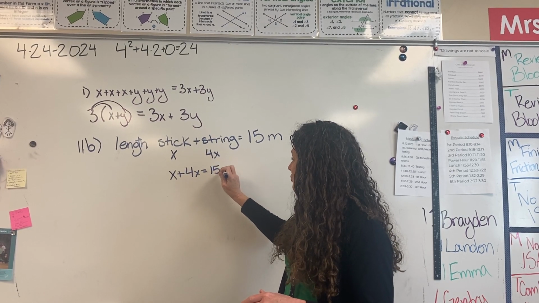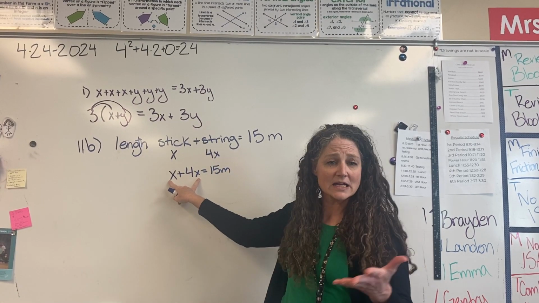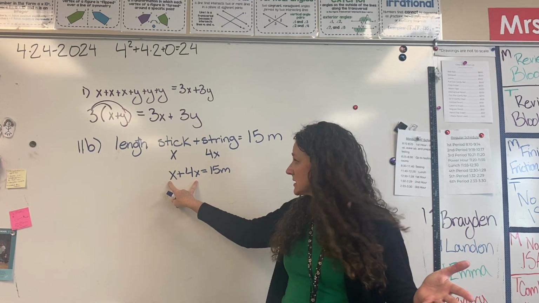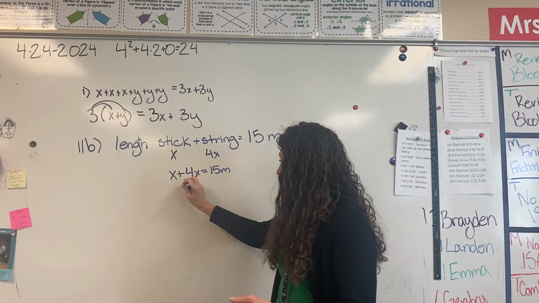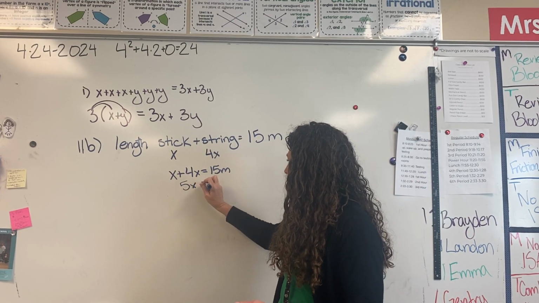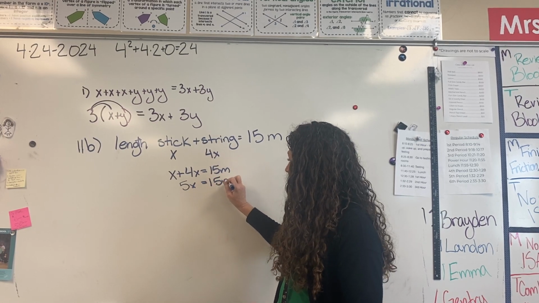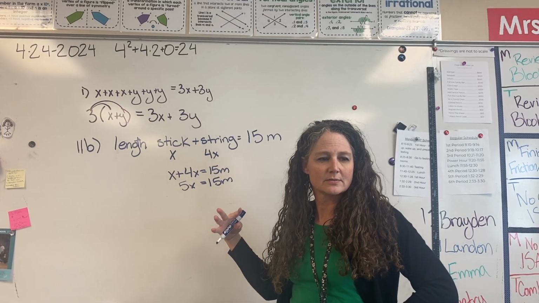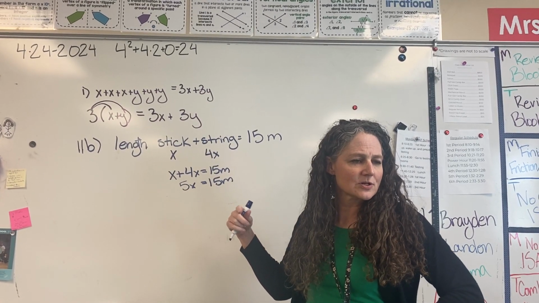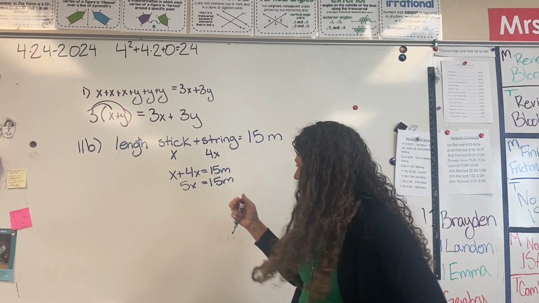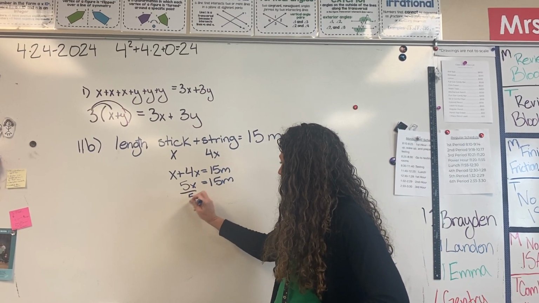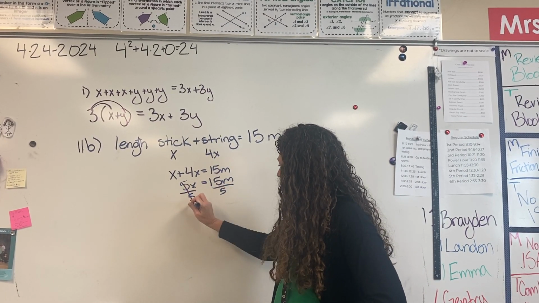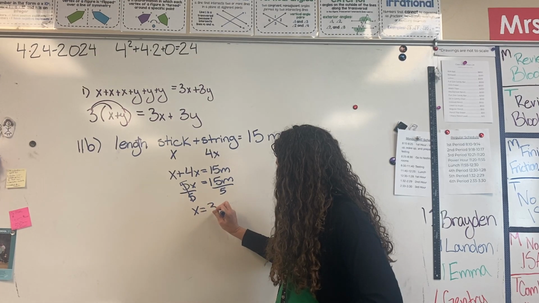Now you guys just told me it was 5x. You just told me that x plus 4x is 5x, which it is. 5x equals 15 meters. I have a number multiplied by a variable. How do I undo multiplying? Division. So I'm going to divide by 5. So I get that x equals 3 meters.